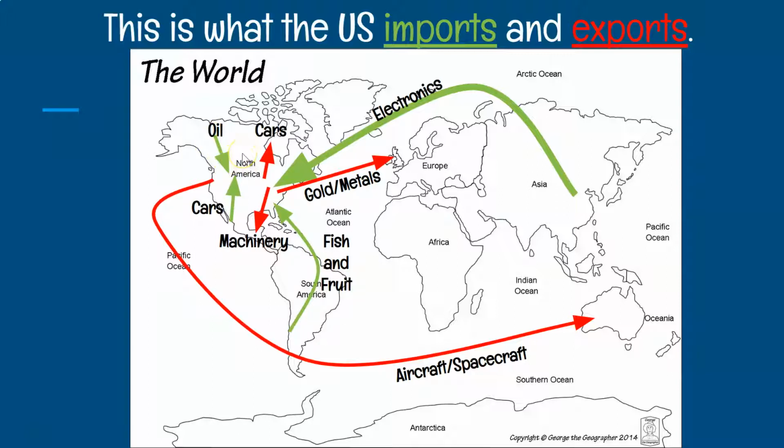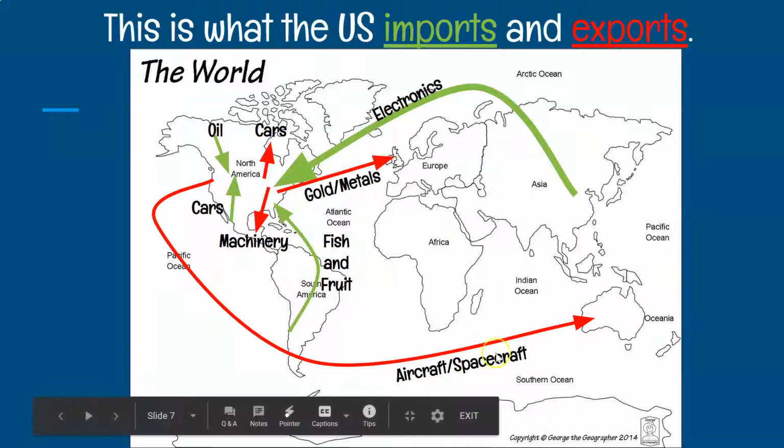Exports are things that we are sending out. They are exiting the country because we are selling them to other countries. So we sell cars to Canada. We also sell machinery to Mexico, gold and metals to the United Kingdom and England, and aircraft and spacecraft all the way to Australia.